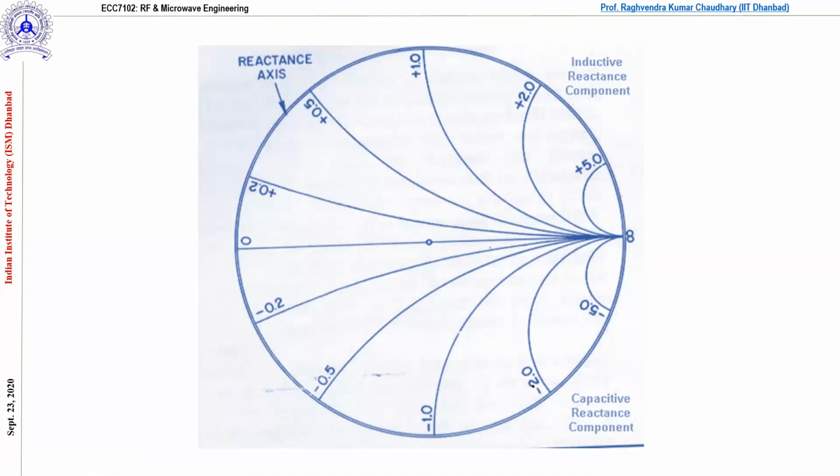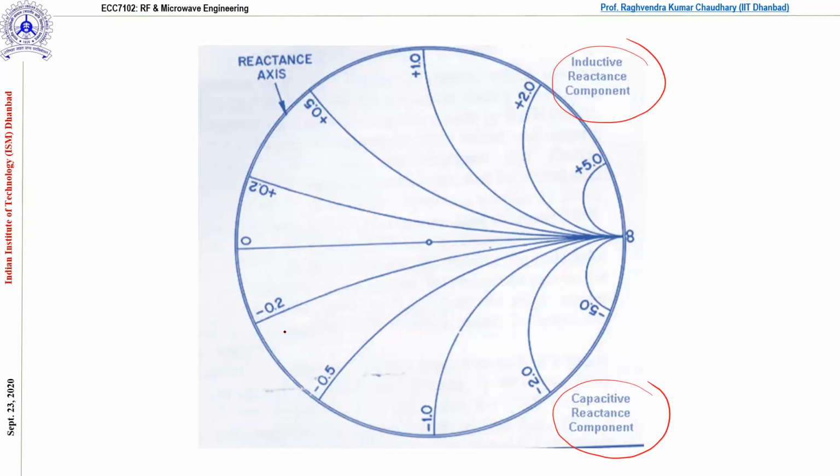Now there is one thing you need to keep in mind: the upper half of the circle will represent the inductive reactance component, whereas the lower side will provide you the capacitive reactance component. Fine, because these are the negative values. You can see these are positive, j omega L, and remember j omega L is positive, and minus j 1 upon omega C is negative. So the negative side will be offering you the capacitance phenomena, correct.